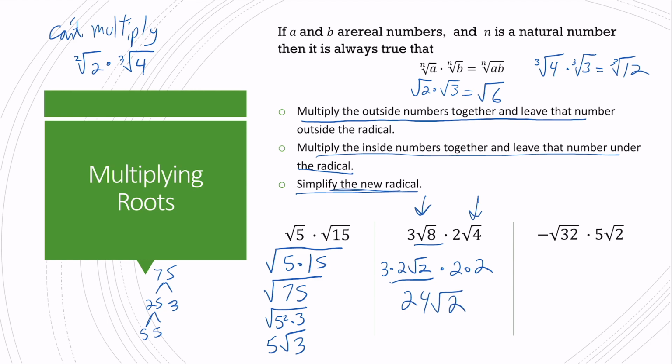For this last example, I have the square root of 32, and 32 is 16 times 2, which is 4 times 4, right? This is my biggest perfect square. It's got 2 2's hiding in each of those. So this is going to become 4 root 2. So I have negative 4 root 2 times 5 root 2, which gives me negative 20 root 4. Well, the square root of 4 is 2, so I've got negative 20 times 2. My answer is negative 40.